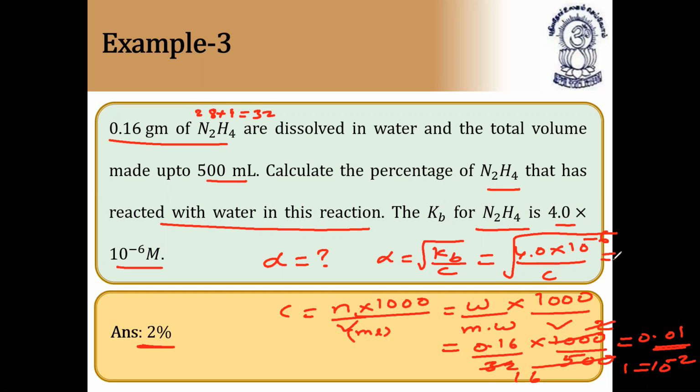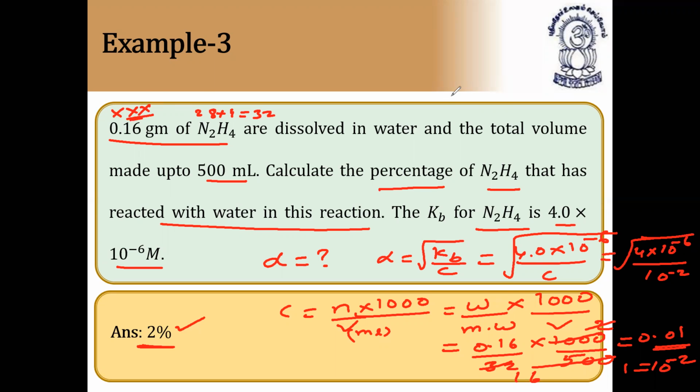Substitute this value in the equation. You'll get root of 4 into 10 to the power of minus 6 by 10 to the power of minus 2. If you calculate this, you'll get 0.02, which is equal to 2%. Alpha is multiplied by 100 because they're asking for percentage. Whatever value you get, you multiply with 100. This is a very important model, and you can expect this type of question in entrance exams. So please note it down.